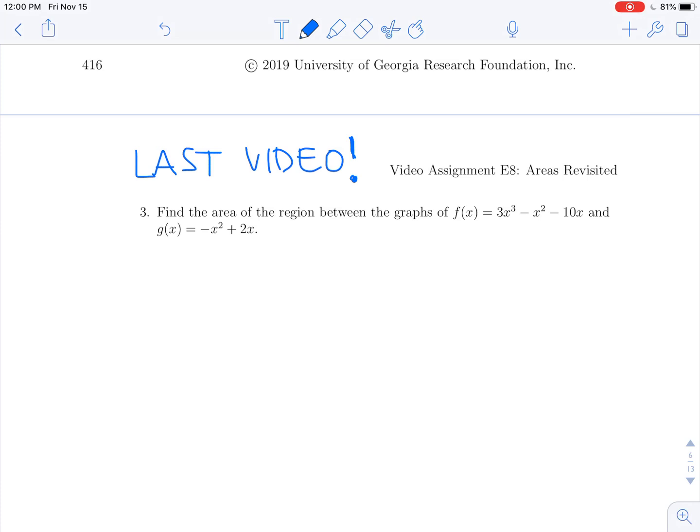So find the area of the region between the graphs of f of x equals 3x cubed minus x squared minus 10x and g of x equals negative x squared plus 2x. So for sure we need to find the points of intersection.